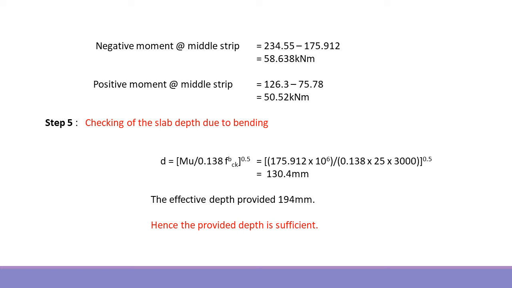Then step number 5, checking of the slab depth due to bending. We need to check the depth of the slab in this step. The simple formula is d equal to root of Mu by 0.138 fck b, the whole power 0.5. Mu is the maximum moment, so our maximum moment is 175.912. Then 0.138 is the constant, fck is 25, which will be given in our question, and b is equal to 3000 mm. So small d is equal to 130.4 mm.